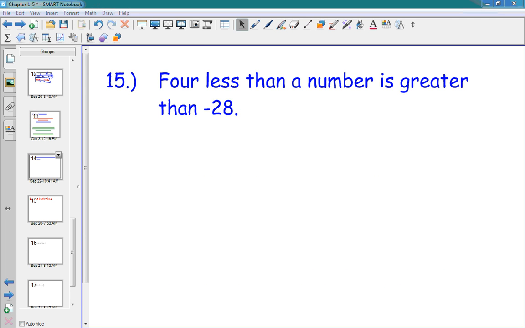One more thing before I let you go, though. I do want to cover number 15, where we actually have to write an inequality. It says 4 less than a number is greater than -28. 4 less than a number. Do I know what the number is? Nope. So I'm going to say the number is x.